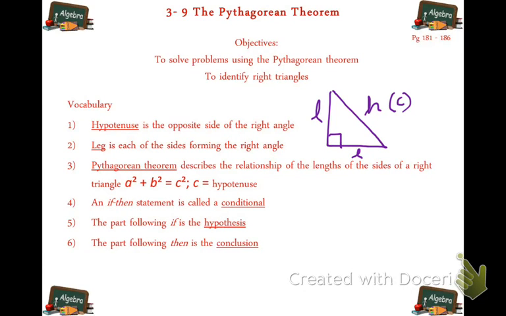All right, today's lesson is the Pythagorean theorem. Today's objectives are to solve problems with the Pythagorean theorem and to identify right triangles. Now, the Pythagorean theorem is usually used with right triangles, so that's all we're going to do on this lesson.